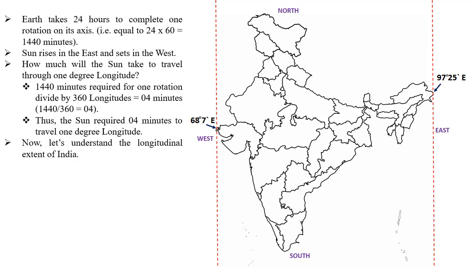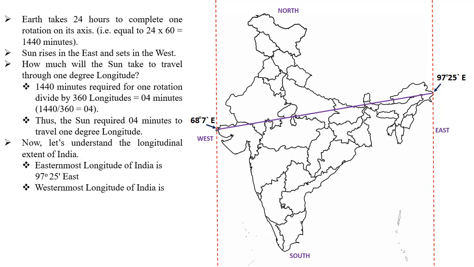Now the another question is, let's try to understand the longitudinal extent of India. What is the longitudinal extent of India? If you see the line here, from the easternmost point to the westernmost point, the difference between the 2 points will be the longitudinal extent of India. All of us have understood the easternmost longitude of India is at 97° 25' east, and the westernmost longitude of India is 68° 7' east.